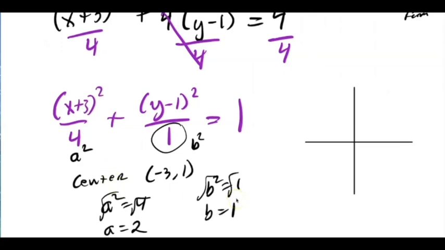Let's graph it. Our center is negative 3, 1. We'll go left 3 and up 1. That's our center. Our a is 2. The important part about this is our a is on the x. So horizontally, we're going to go 2 to our right and 2 to the left. And our b, our co-vertices, underneath the y, is 1. Since 1 is underneath our y, we're going to go up and down 1 on the y. And I get a graph that looks like this. That's your ellipse.